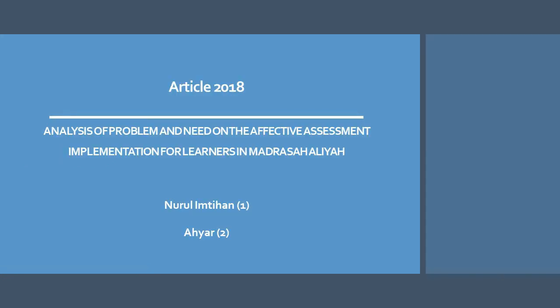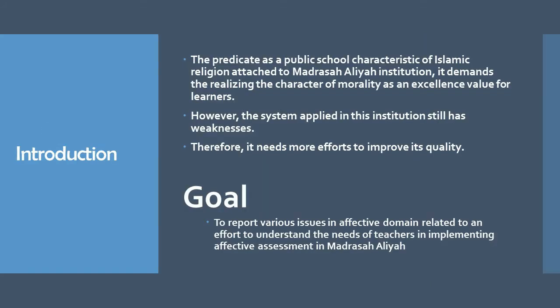I'm going to explain the journal by Nurul Imtihan and Ahyar, from the academic year 2018, entitled Analysis of Problem and Need on the Affective Assessment Implementation for Learners in Madrasah Aliyah. The predicate is a public school with the characteristic of Islamic religion attached to the Madrasah Aliyah institution. It demands the release of the character of morality as an excellence value for learners.